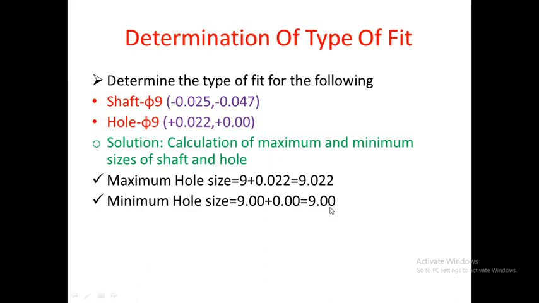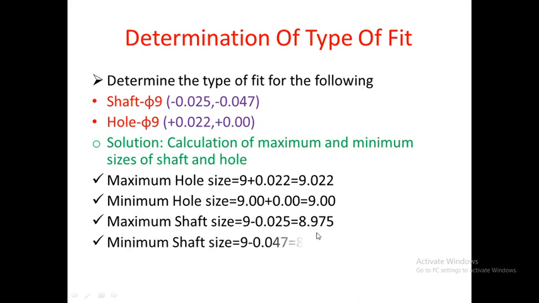Similarly, we will determine the maximum and minimum size of the shaft. Maximum shaft size. For obtaining the maximum shaft size, we have to subtract 0.025 from 9. So 9 minus 0.025 equals 8.975. So this is the maximum shaft size. Next we will calculate the minimum shaft size. Minimum shaft size is equal to 9 minus 0.047, so 8.953. So for determining the type of fit, the first step is to calculate the maximum size and the minimum size of both shaft and hole.